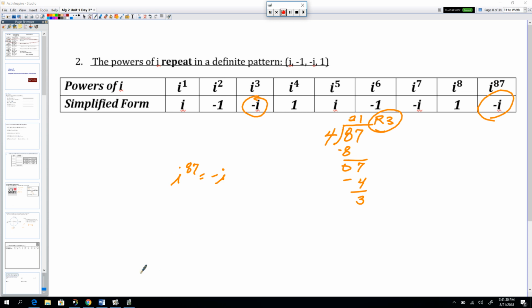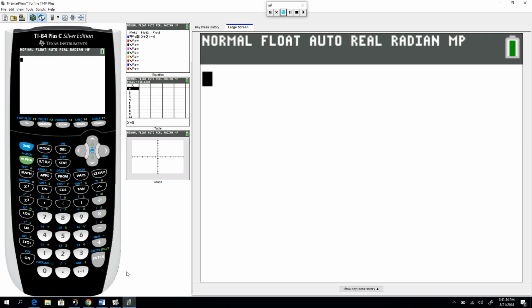Now, if you have your TI calculator handy, you can also take a look at this on the calculator. The imaginary i is found by hitting the second period button, or decimal. So that's how you bring up i. And then if you need to bring i to any particular power, let's try 87 again. Bring that i up, do your little caret up here to get your exponent, and then put 87 in. So this is asking the calculator, hey, what's i to the 87th power?